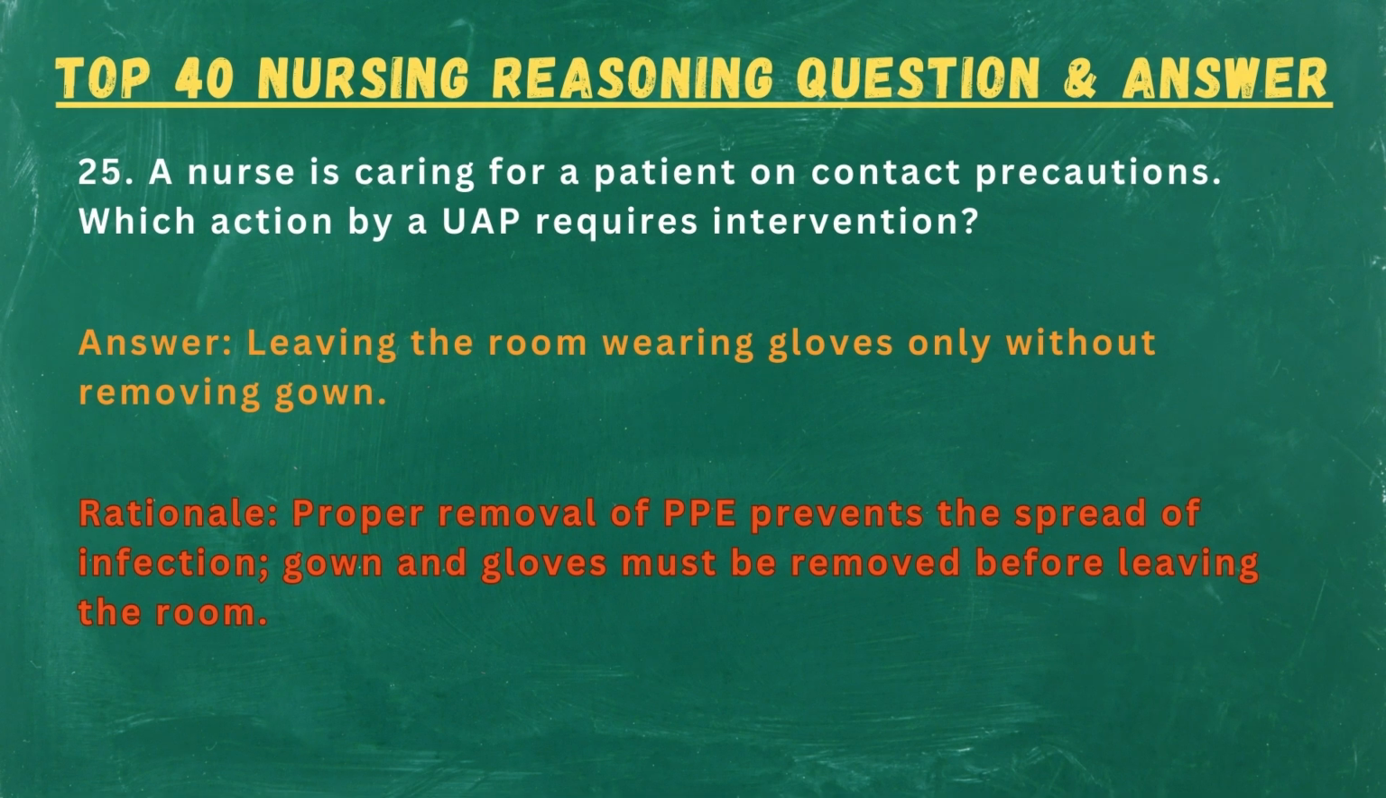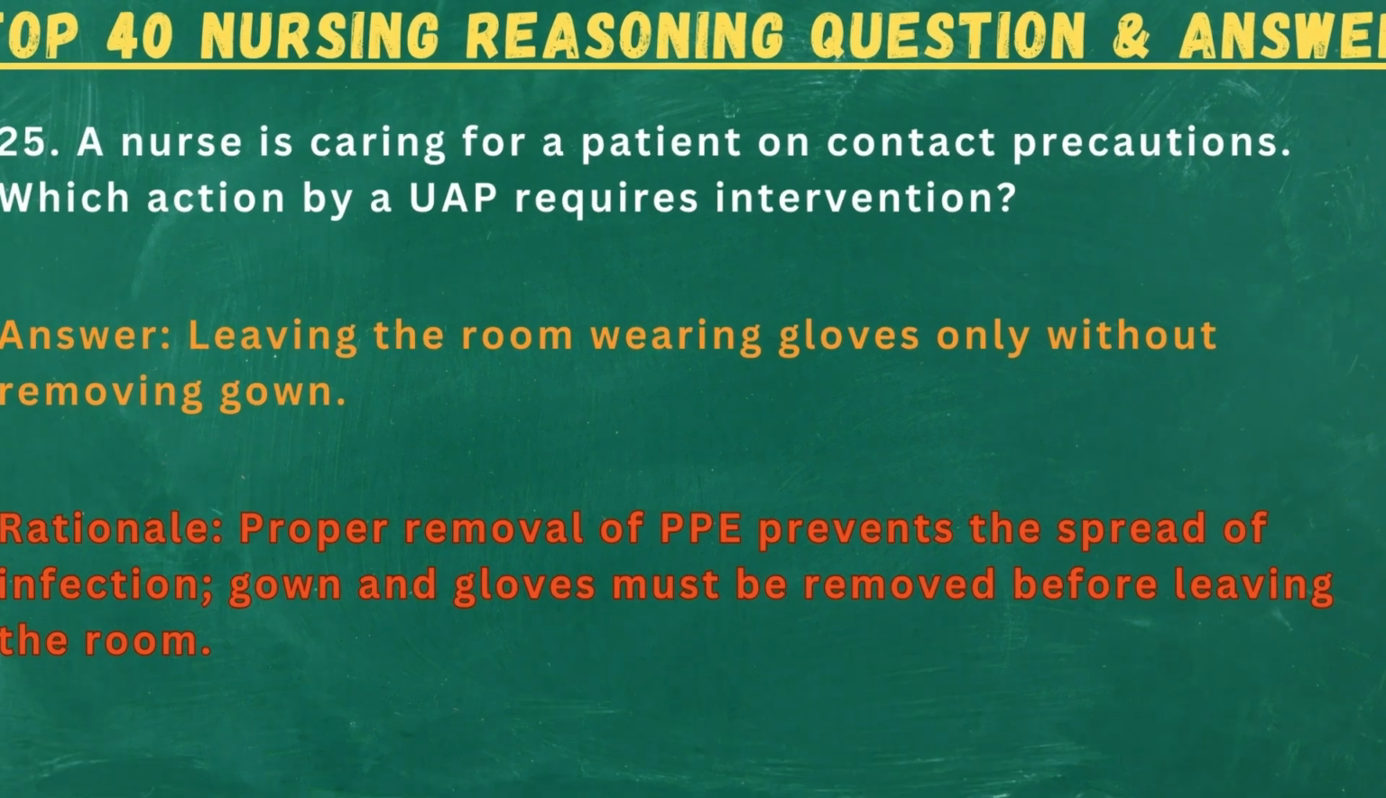25. A nurse is caring for a patient on contact precautions. Which action by a UAP requires intervention? Answer. Leaving the room wearing gloves only without removing gown. Rationale. Proper removal of PPE prevents the spread of infection. Gown and gloves must be removed before leaving the room.